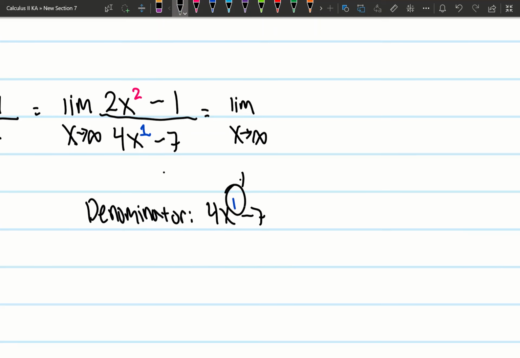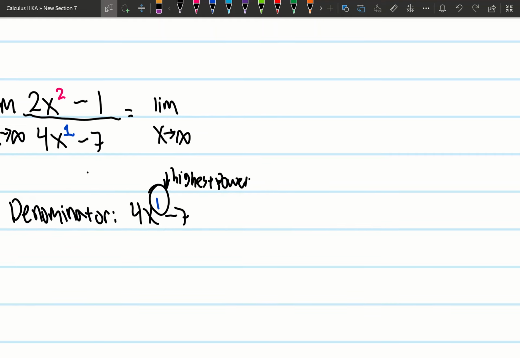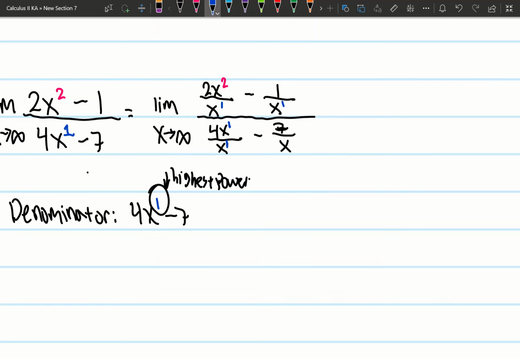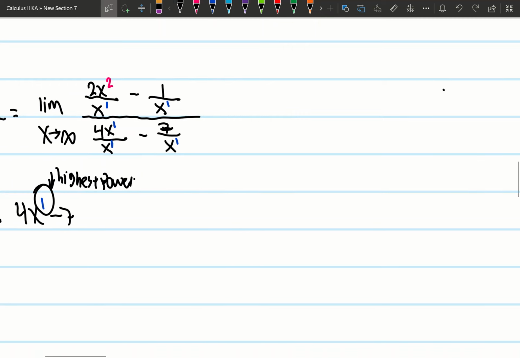And the highest power here is 1. So we're going to say that this is equal to the following: 2x squared over x to the first power, minus 1 over x raised to the first power, and then all divided by 4x to the first power over x to the first power, minus 7 over x raised to the first power, right? And so we're just going to evaluate it from here.